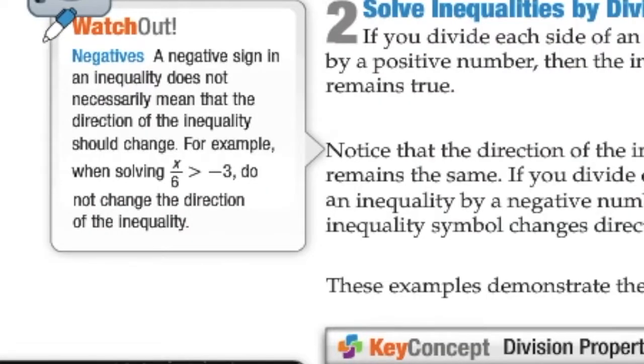On page 294, there's a little watch out note about negatives. A negative sign in an inequality doesn't necessarily mean that the direction of the inequality should change. For example, when solving x over 6 is greater than negative 3, do not change the direction of the inequality, because in this case, we're multiplying by a positive 6 to get rid of the inequality sign.